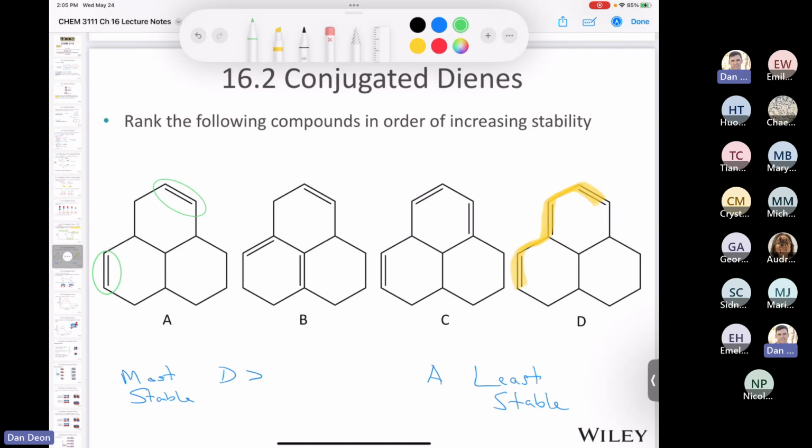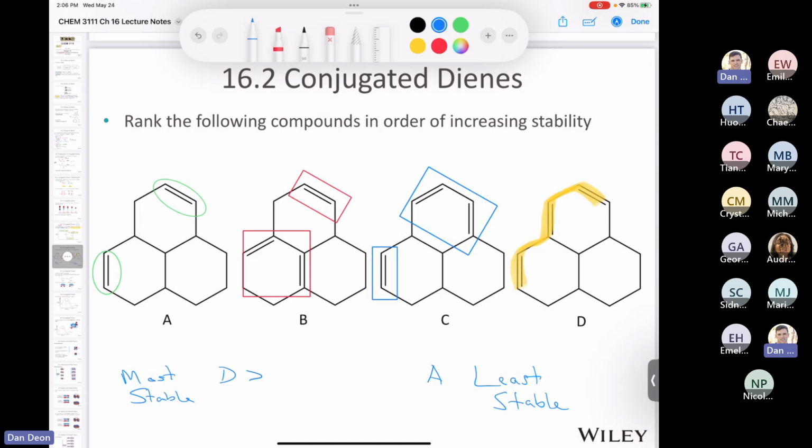Where it gets interesting is if we look at B. B has a conjugated diene in it. Maybe I should use a different color here. B has a conjugated diene. So let's see, it's got something conjugated, right? And then it's got something isolated. But in C, we also have something that's conjugated, and then we also have something that's isolated. So how are you going to decide?